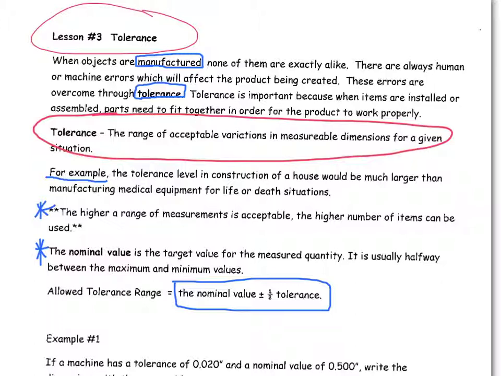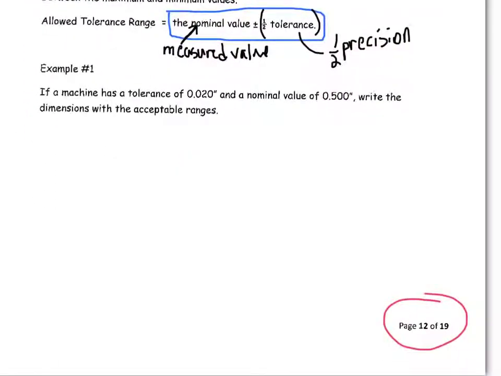Okay? This is related to measurement, what we just did. Instead of talking about the nominal value in measurement, we talk about the measured value. Instead of talking about 1/2 of the tolerance, we used to talk about 1/2 of the precision, or the precision divided by 2. So this is in fact the same thing in essence, the allowed tolerance range. Through some examples, I think this idea of tolerance might make sense. Let's take a look at the first example.